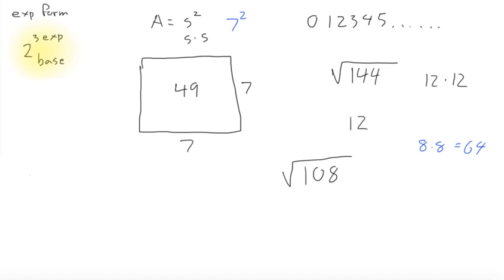And 9 times 9 equals 81. Still too small. And 10 times 10 equals 100. It's close, but it's not quite right. So maybe 11 times 11. And 11 times 11 equals 121. So, nope. That's too big.